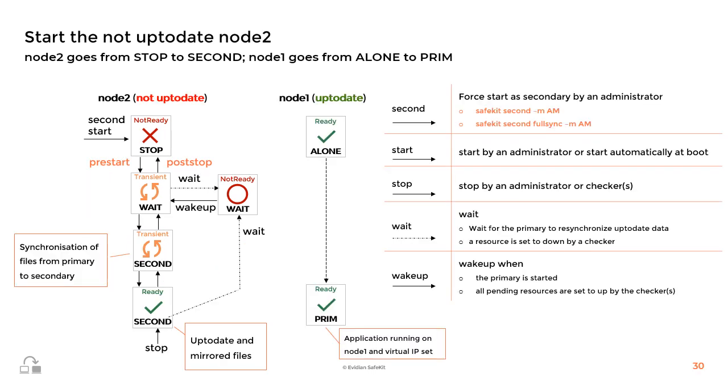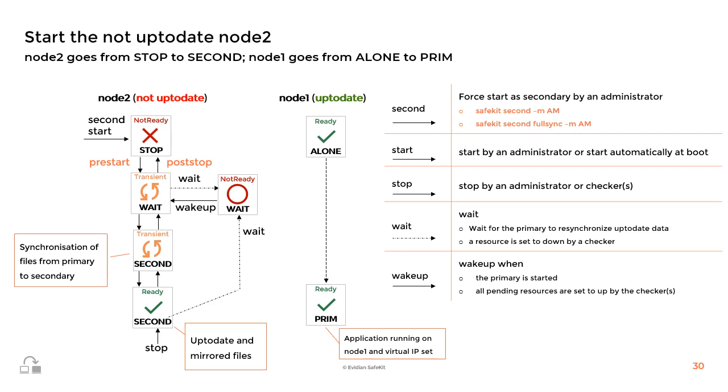In this slide, we continue the presentation with the start of Node 2, which will become the secondary node. In the figure on the left, when the second or start command is executed on Node 2, which is in the not up-to-date state, the pre-start script is first executed. Normally, the application integrated in the module should not run on the node, but if it is the case, the pre-start script makes a preventive stop of the application before installing the replication mechanisms.